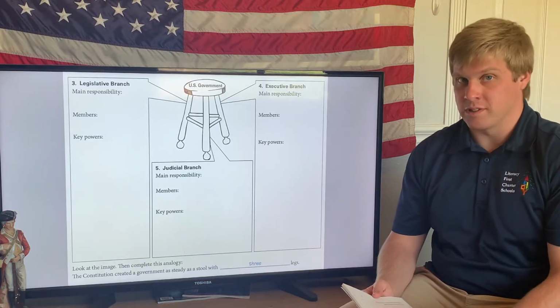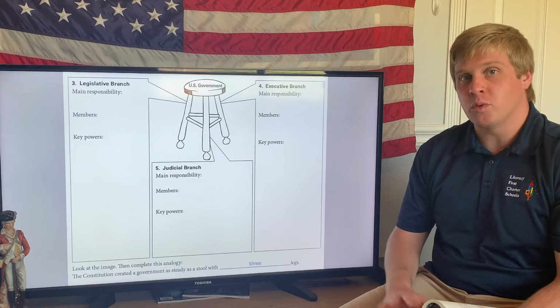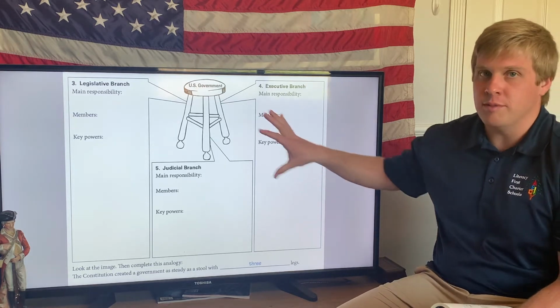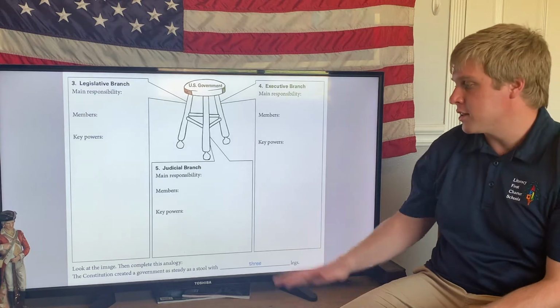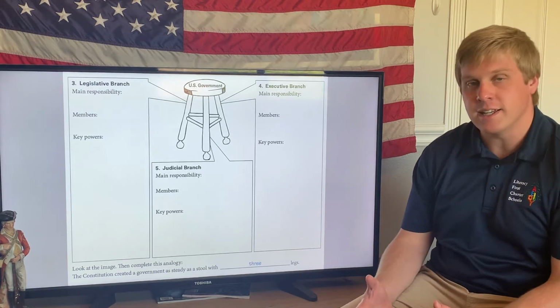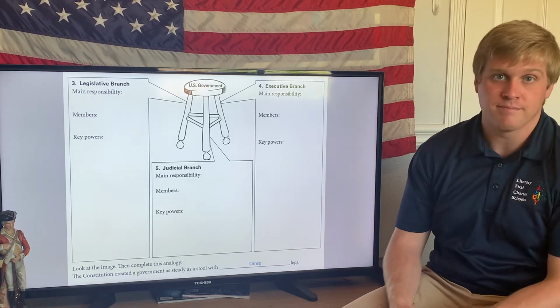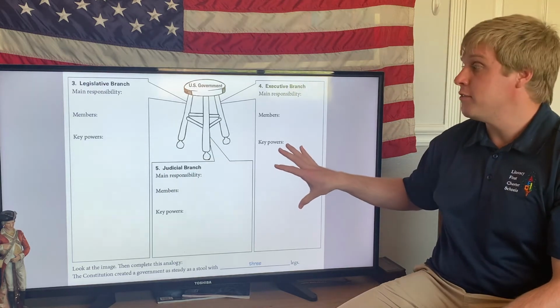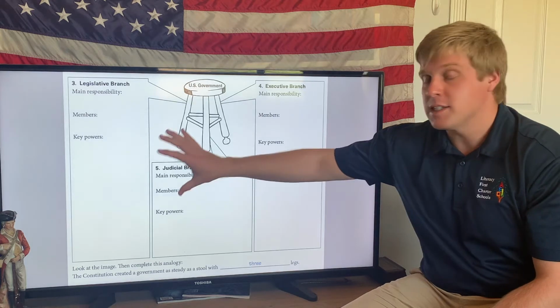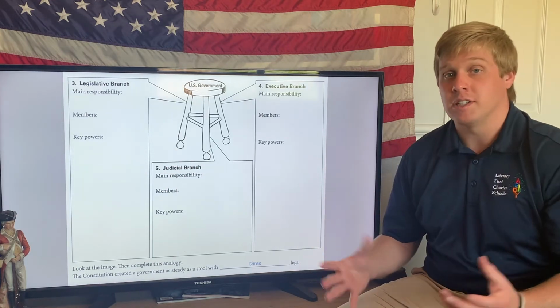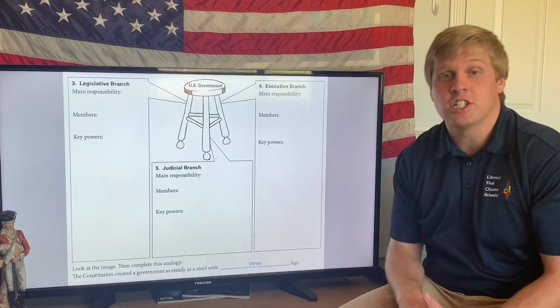Okay, on to our notes now. As you'll see on page 87, we're going to continue with our stool theme using this chart here. Down at the bottom here, we're just going to fill in this blank where it says, the Constitution created a government as steady as a stool with 3 legs. For all 3 of these sections, we'll be filling out their main responsibility, who the members were, and some of their key powers. Today, obviously, we're going to be filling in the section that says legislative branch.